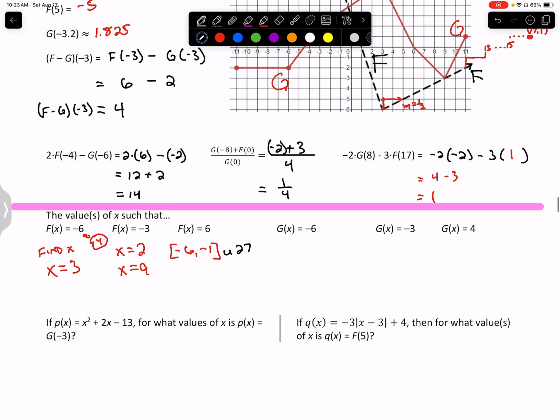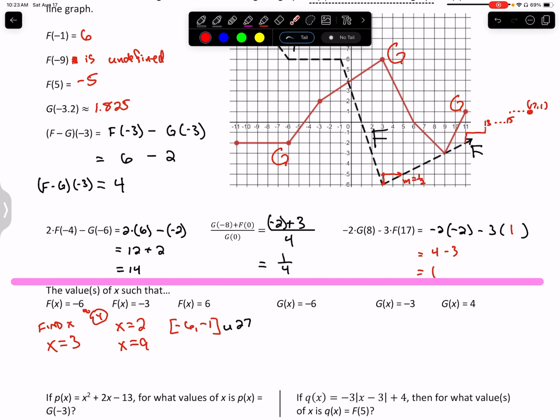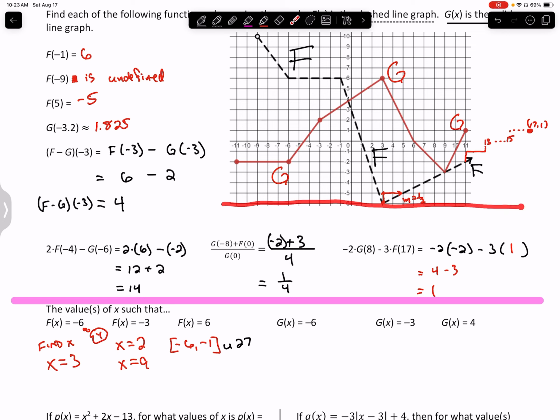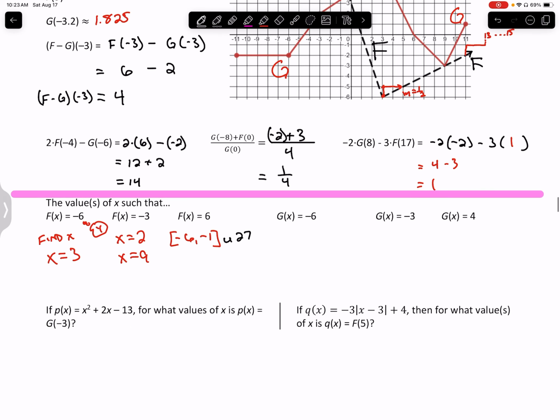All right, we got 3 more of these. g of x is negative 6. So if we go down to negative 6, and then what x value has a y value of negative 6 for that graph? None of them. There's no place that this red curve touches that. So we would say this is undefined.